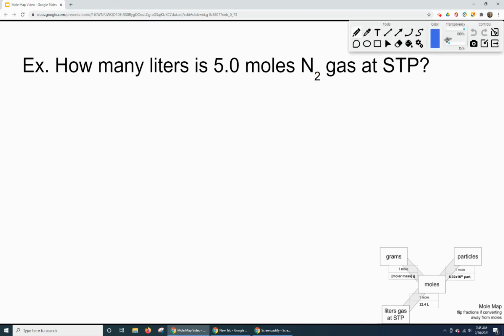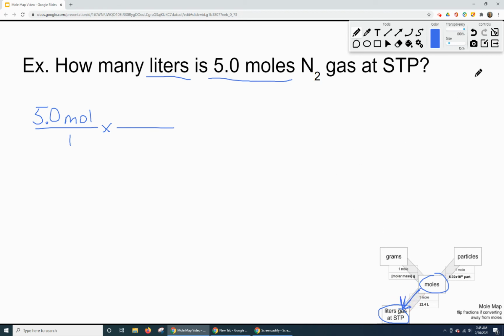So we've got this problem right here. How many liters is 5.0 moles N2 gas at STP? I have my starting amount, I have my ending unit. We can see down here on the map that we are going to be starting with moles, and we're going to be ending with liters. Therefore, what number do I have to use? Well, I have to use that 22.4 liter number. I'm going to just put the 5.0 moles in the numerator, put it over 1. And I only need to do one connection here, right here.